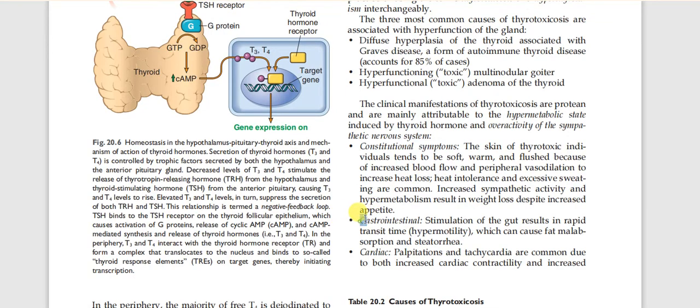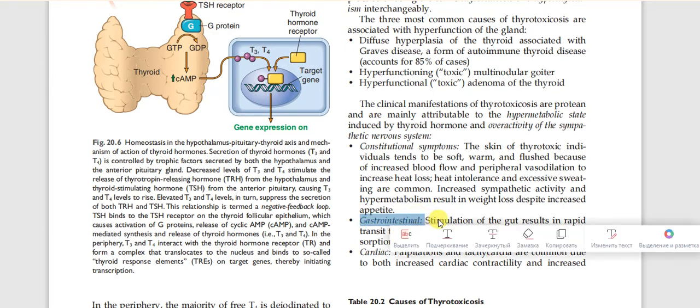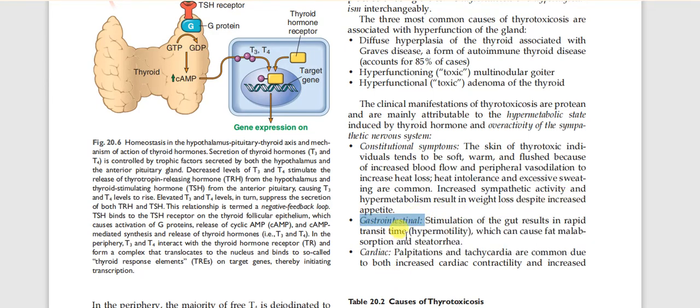Then gastrointestinal. Which other symptoms? Gastrointestinal symptoms. Stimulation of the gut results in rapid transit time, hypermotility. It leads to malabsorption and steatorrhea. So in easy words, it will be named diarrhea, but it's not typical diarrhea. So you see, it's malabsorption and steatorrhea just because of hypermotility of the digestive tract due to thyroid gland overproduction, and cardiac effects.